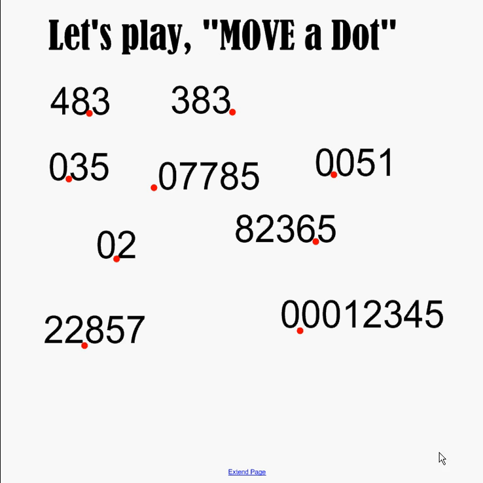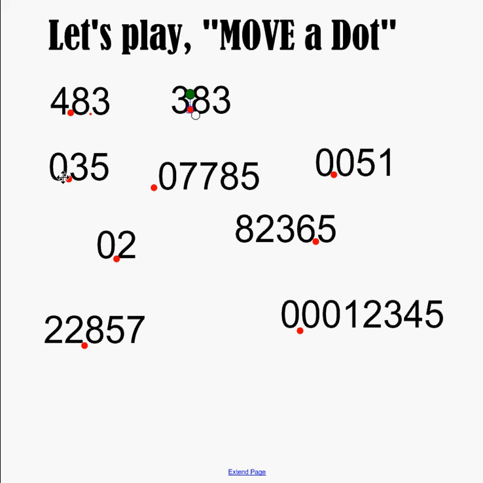Just for the sake of practice, let's pretend we can just pick decimals up and move them wherever we want. So in this 48.3, if we're going to write it in scientific notation, we need to move it. It needs to be there. So it's no longer over here, we moved it. And for this one, we'd have to move it after the 3.